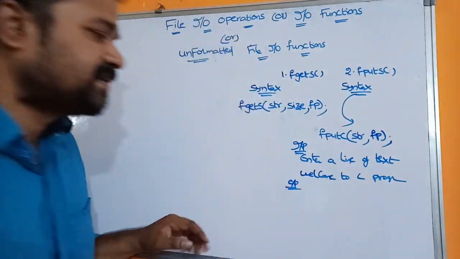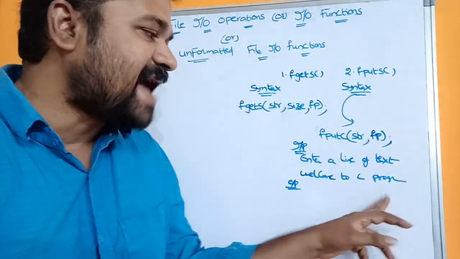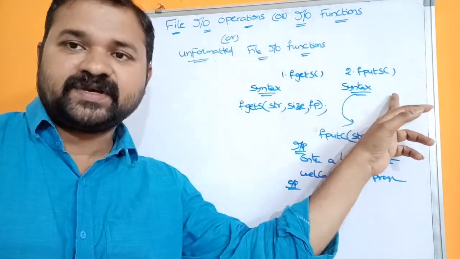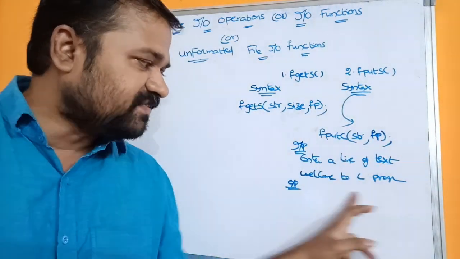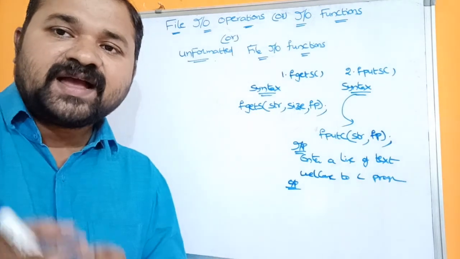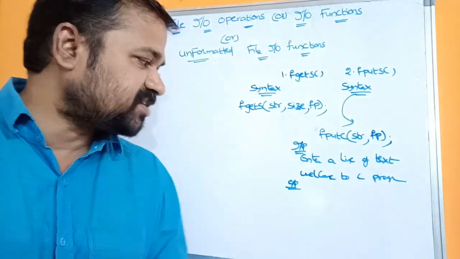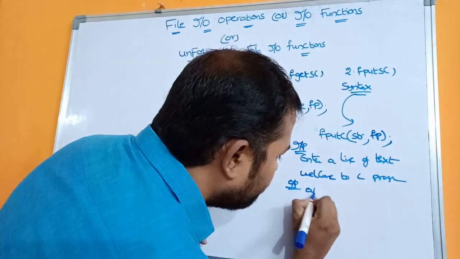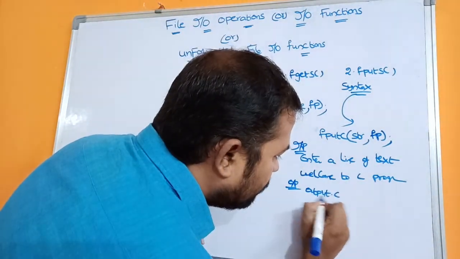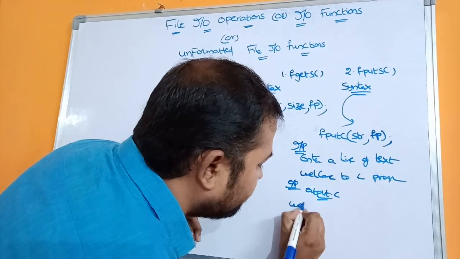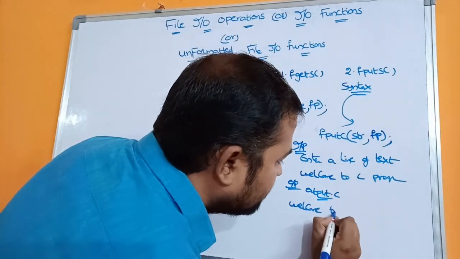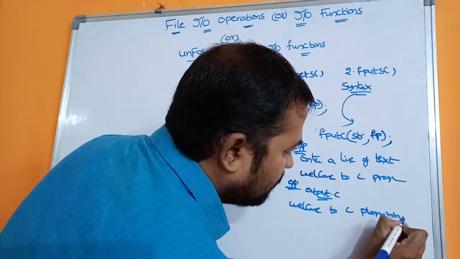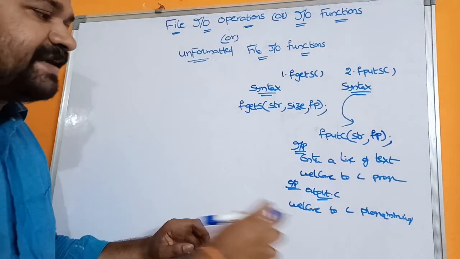Whereas the output, "Welcome to C programming", has to be written into a file with the help of the fputs function. So we are reading the string with the help of the gets function, and now with the help of the fputs function we have to write this content into the file. Let us assume that the name of the file is output.c. So now the output.c file should contain the message Welcome to C programming.